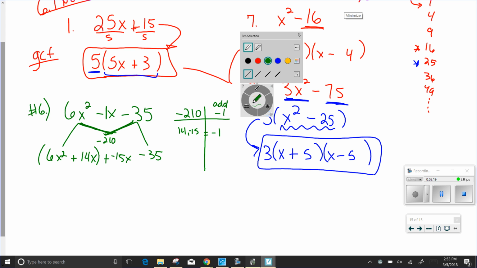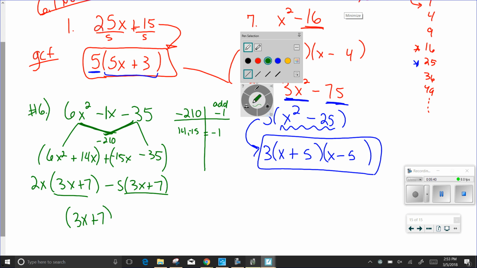Now you group together the first two terms. GCF is the 2x. What you're left with here is 3x plus 7. GCF in your next set of parentheses is a negative 5. What you're left with is 3x plus 7. You know you did something correctly because you end up with the same parentheses. That's one of your factors. What's outside of the parentheses is your other factor. So that is completely factored.